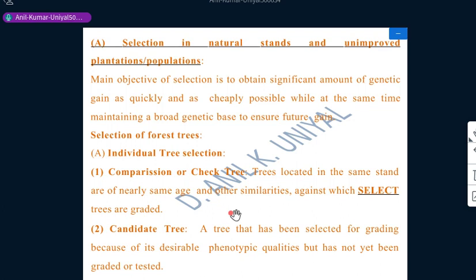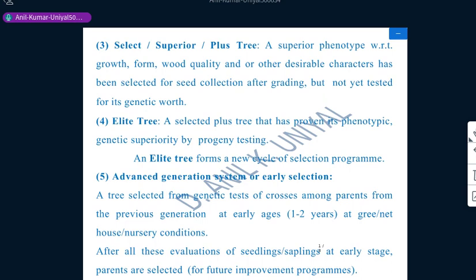Then we have a candidate tree. After having those 150 comparison and 150 main trees, finally we have 150 candidate trees. Those are finally desired for marking or measurement as per our desirabilities. The candidate tree is the tree that has been selected for grading actually. Among those 300, 150 trees are selected for grading because of their desirable phenotypic qualities, but have not yet been graded or tested. These are only candidates at this juncture.